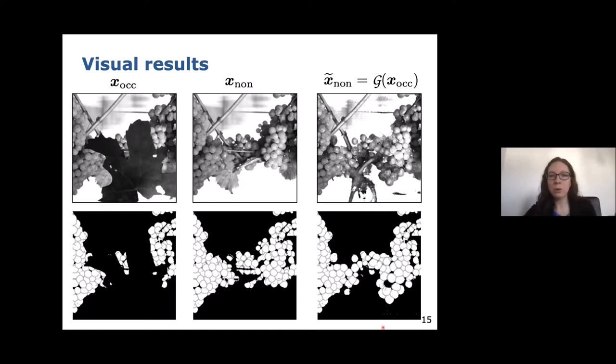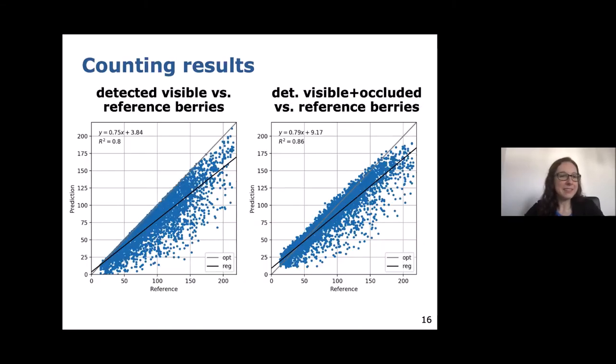So these images do not exist in real life, but what is good here, you can see, the algorithm is able to identify which regions need to be filled with berries. At no point we told the algorithm where occlusions are. So this algorithm figured it out on its own. And there are no berries, for example, in the background, which is good. So this is, I think, a really promising result. Of course, there are open questions, but this looks quite good.